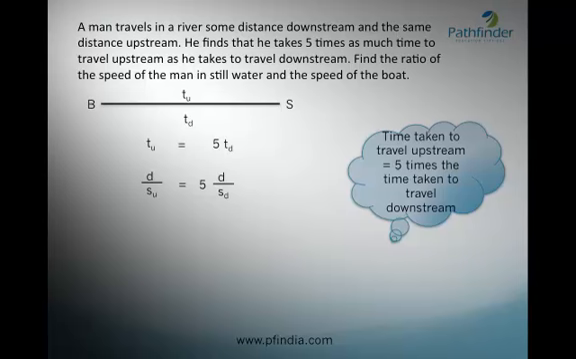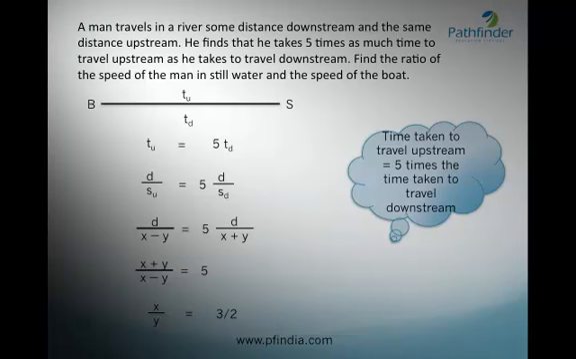So we place appropriate values. D upon x minus y is equal to 5 times d upon x plus y, where x is the speed of the man in still water and y is the speed of the river. When you simplify the above equation, you get x plus y upon x minus y is equal to 5, and on further simplification you get the value x upon y is equal to 3 by 2.